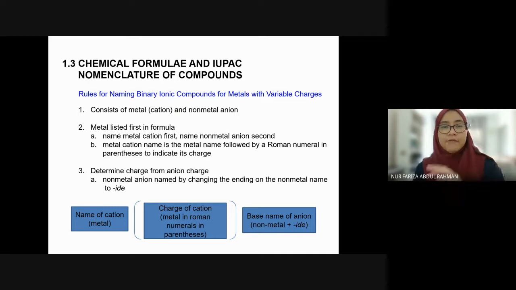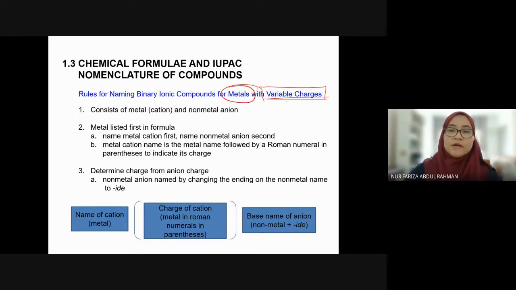Right, so we are done with ionic compounds having invariant charge metal. Now we are going for ionic compounds having variable charge metal. Variable charge is the opposite of invariant charge. Look at the boxes that we have here. You may go through them on your own. To simplify, let's just look at the boxes.